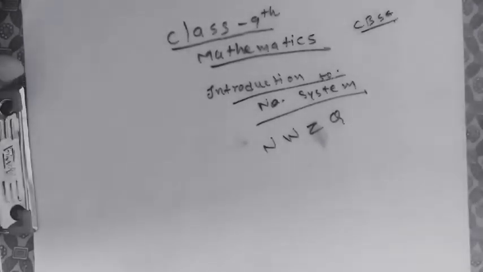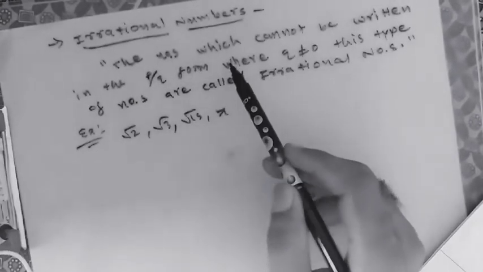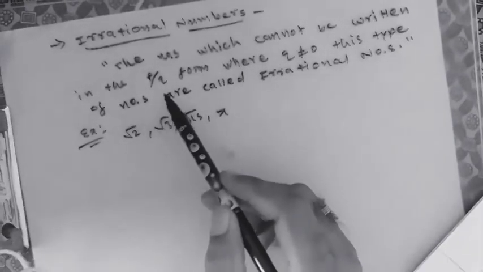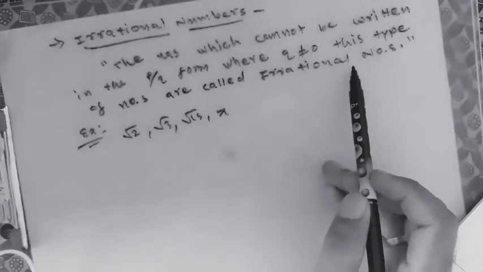Okay, so here we have the definition of irrational numbers. Irrational numbers are the numbers which cannot be written in the form of p by q, where q is not equal to 0. This type of numbers are called irrational numbers.